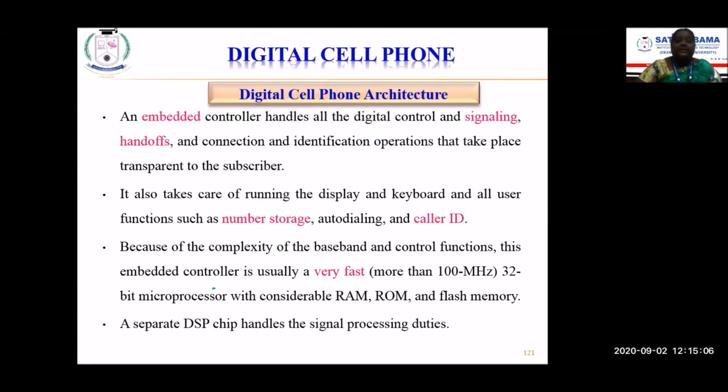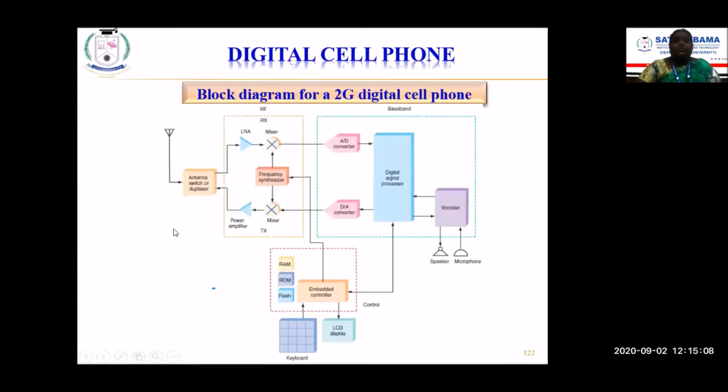So coming to the next one, this is the block diagram of the 2G digital cell phone. This is the cell phone that is used for the second generation cellular telephone. Okay, so we have the antenna here. It is a wireless antenna. It is going to be the transceiver. So the antenna switch or the duplexer. The duplexer will be a switch. It is the kind of antenna switch which will be switching between the receiver and the transmitter.